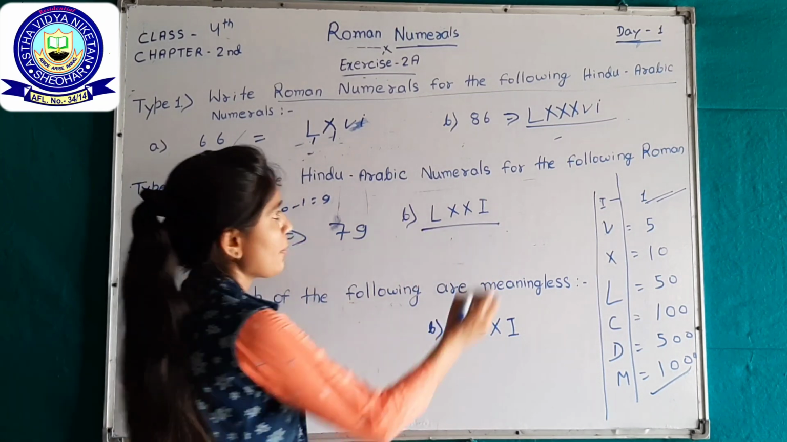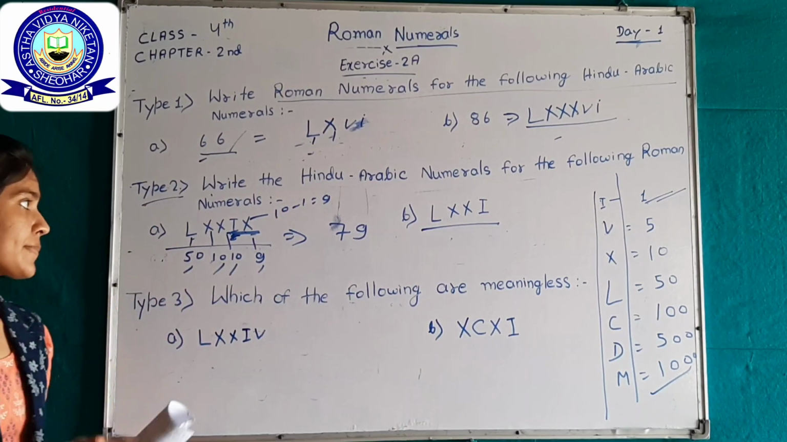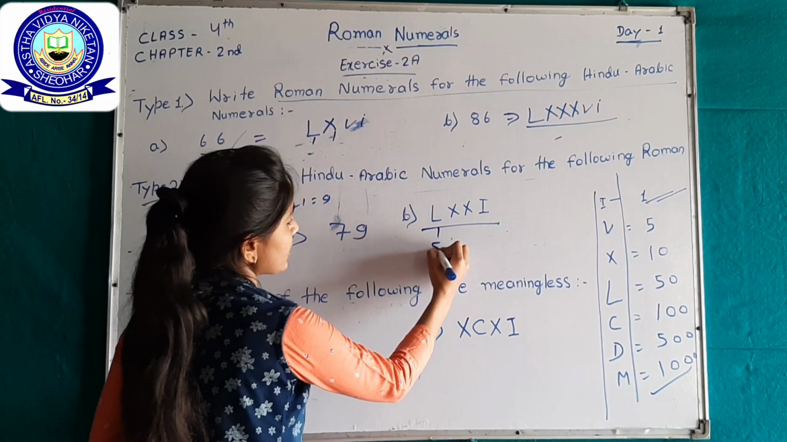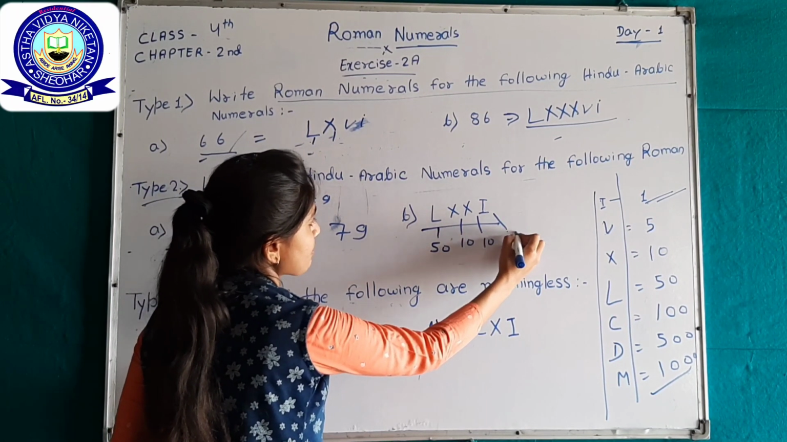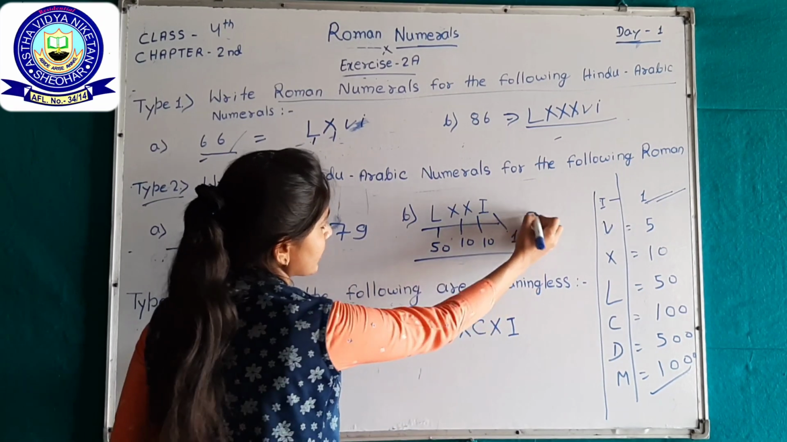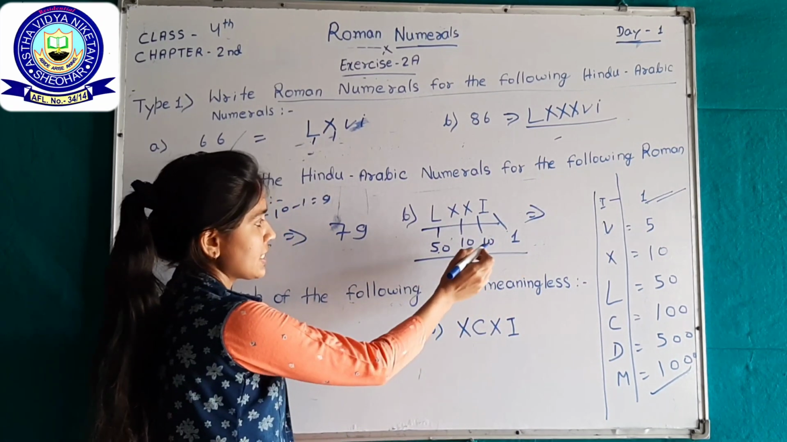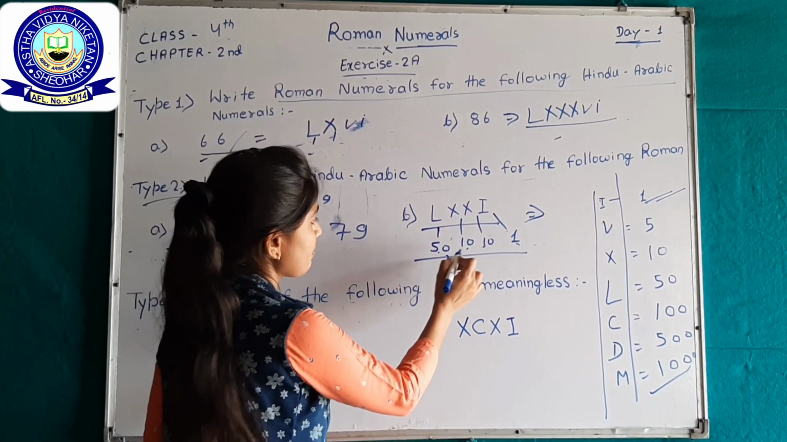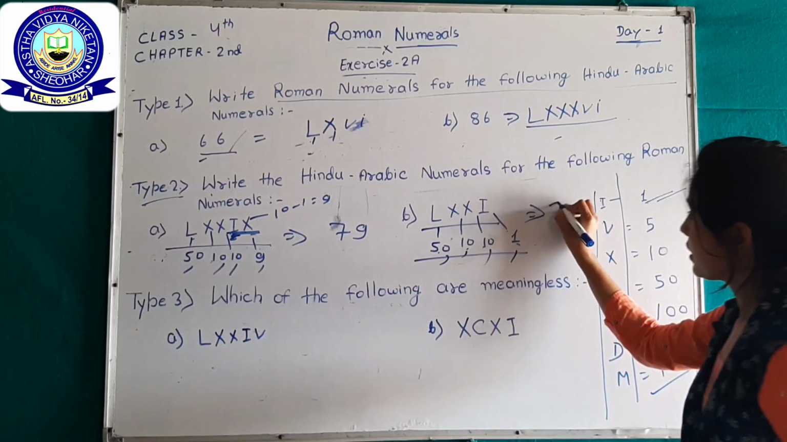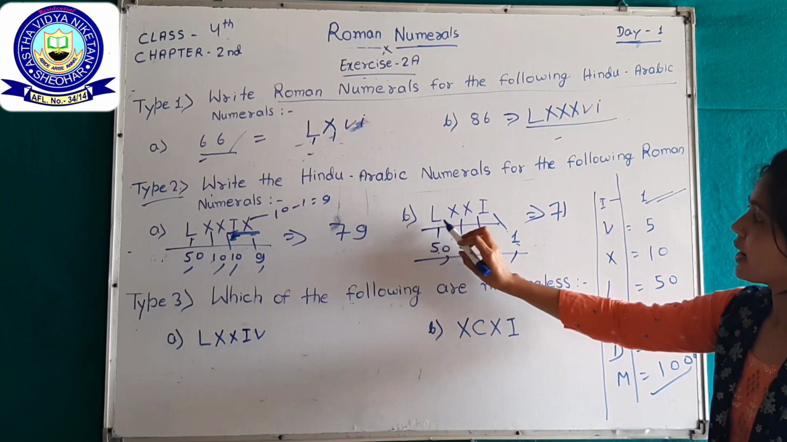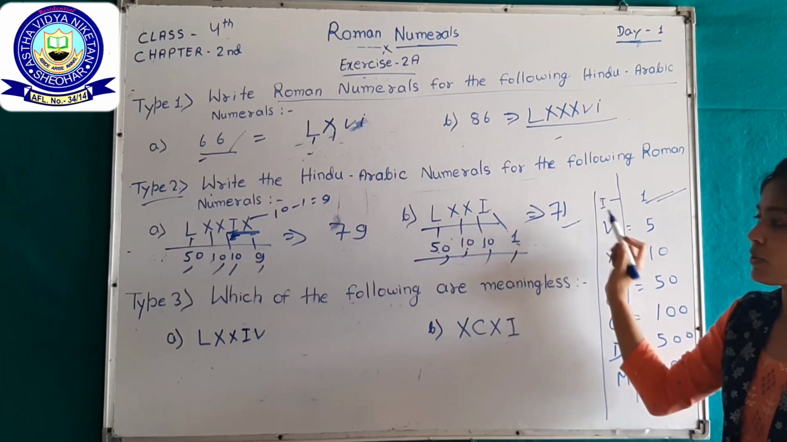And the second Roman numeral. L means 50, X means 10, this X means 10 and I means 1. Now add it: 50 plus 10, 60 plus 10, 70 and plus 1. It will be 71. The value of LXXI is equal to 71.